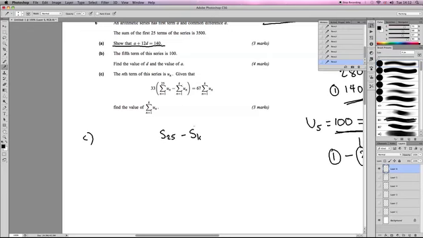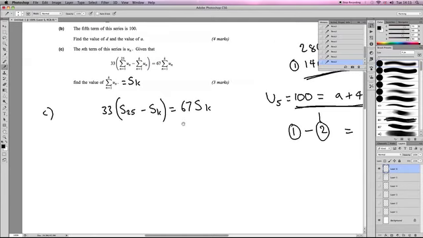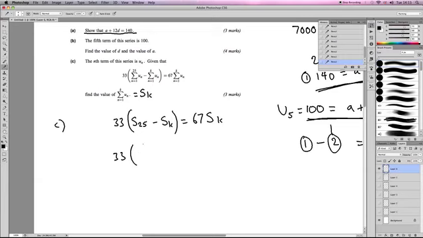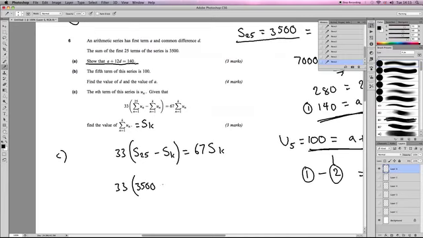I don't know what it is, but as an S, that's SK. So times that by 33, and that is equal to 67 times SK. Now the actual question is to find out what this sigma is, but what will make it a lot easier is to find the value of SK. We've got SK here, SK here, and we also have S25, which is this number here. So 33 times (3,500 minus SK) is equal to 67 SK.